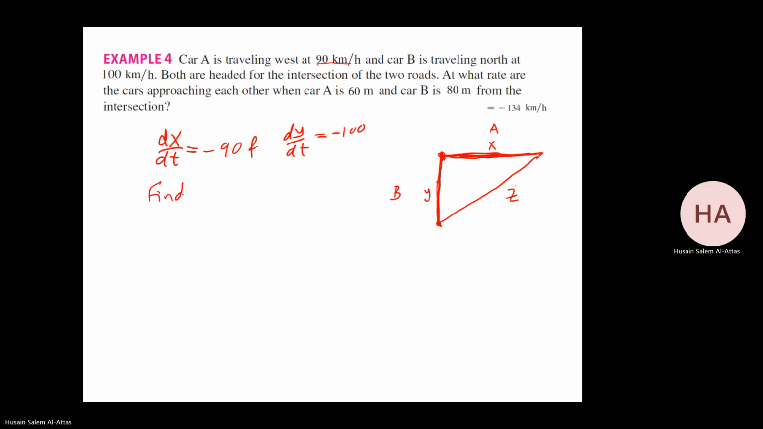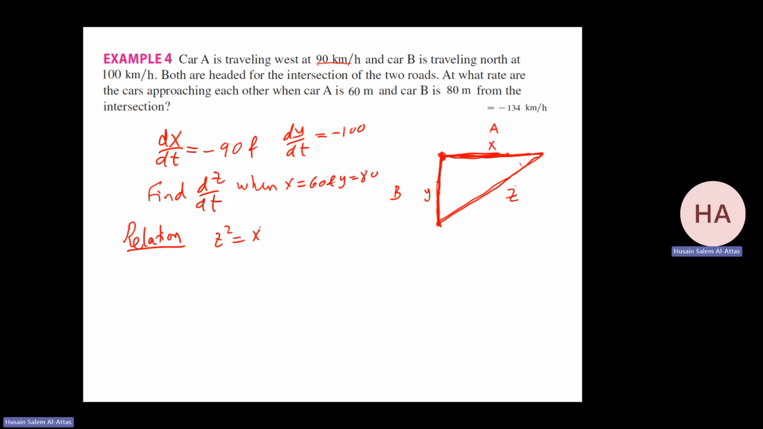Find dz by dt. Since we are going in this direction, this distance is decreasing. So I'm expecting dz by dt to be negative when x equals 60 and y equals 80. Okay. What is the relation? Pythagorean theorem, which is z squared equals x squared plus y squared.